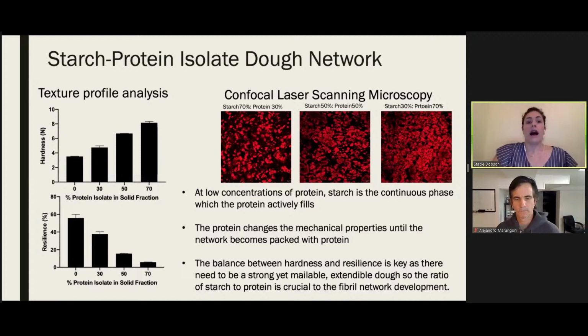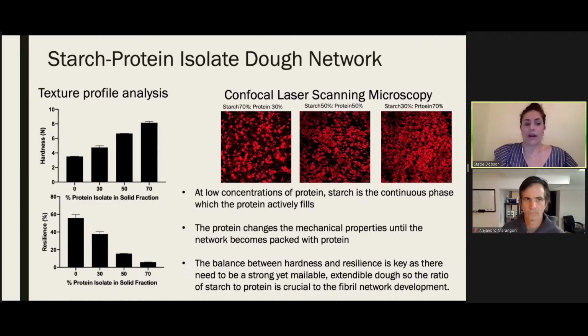And when we look at some of the data, we can see the confocal here, with increasing protein amounts. This is 30%, 50%, 70%. The protein is actually acting as a particulate filler, in the sense that the protein is actively filling that continuous starch phase. And we can see that the protein is changing the mechanical properties. With no protein present, we start to increase the amount of protein. The protein is acting as both a solid particle, increasing the hardness, but also disrupting how the starch is, so it's not so stuck together.